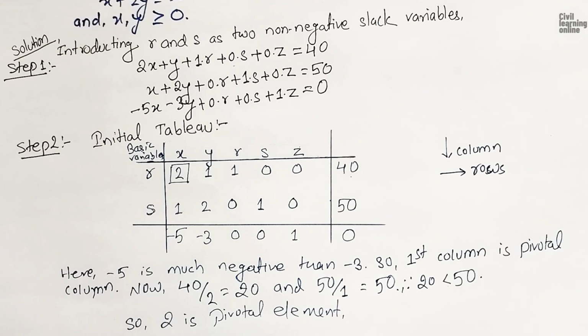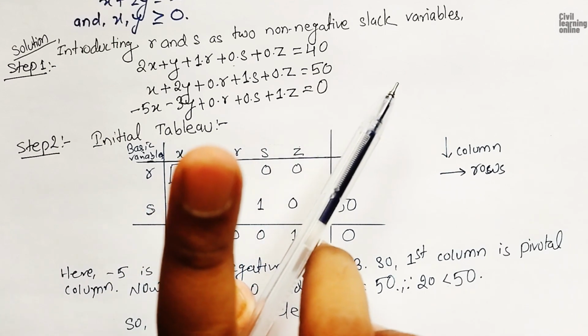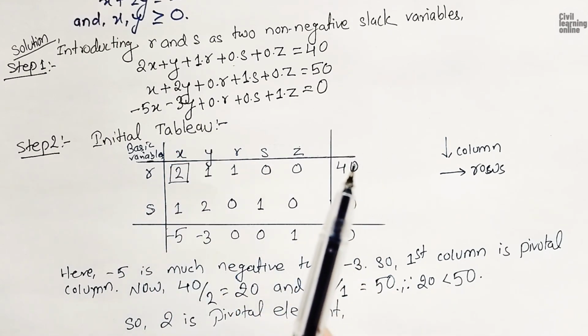Now after finding the pivotal element, what we need to do is convert the pivotal element to unity, and all the other elements in the pivotal column need to be changed to 0. So how can we do that? We need to make operations on rows, like we have done in the row adjacent matrix method. So that will be our step 3. Now let's move to step 3.